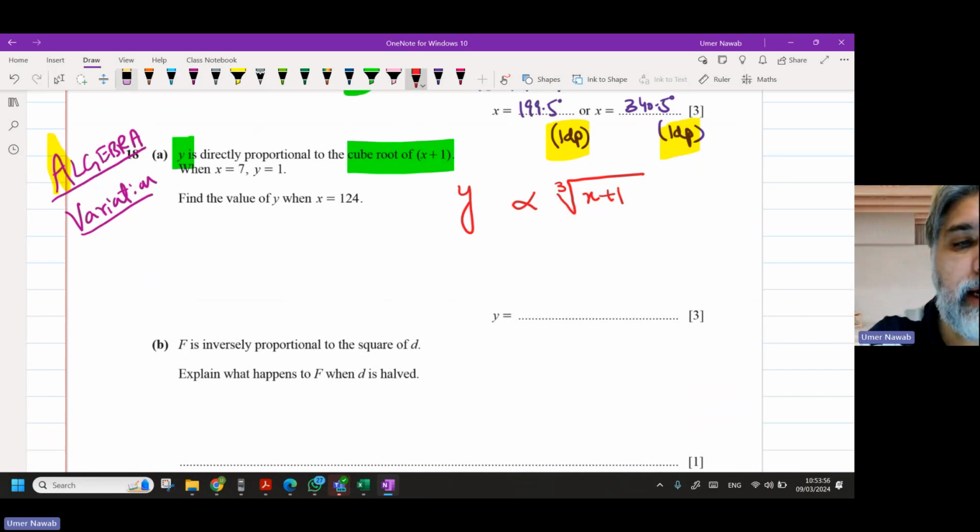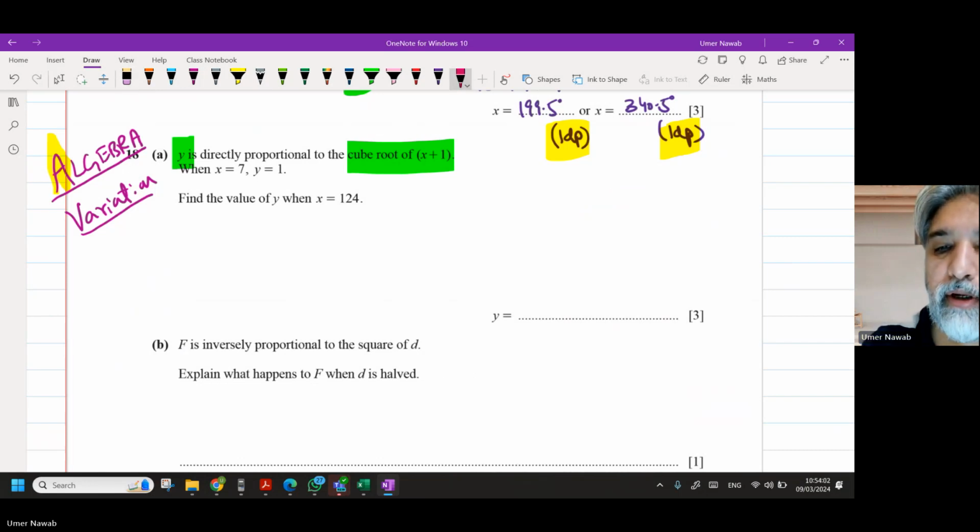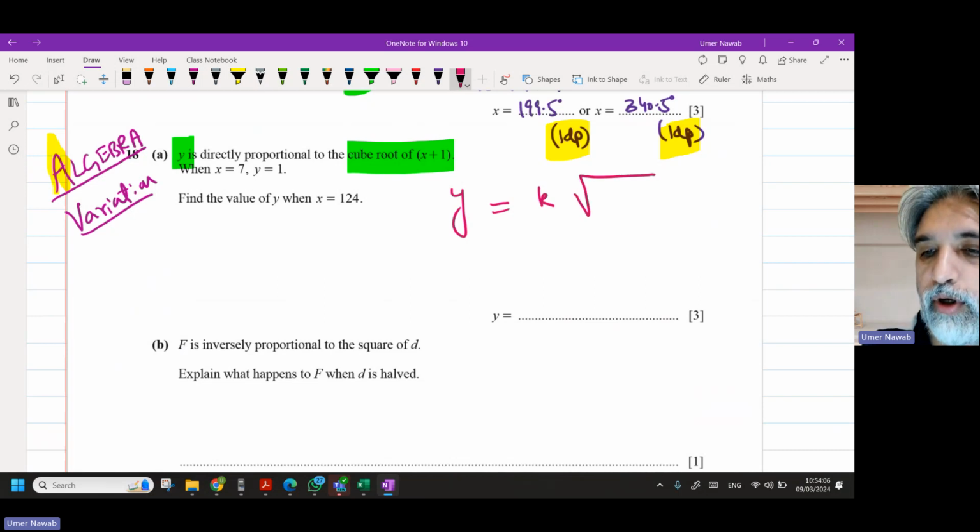Now I will not write it with the proportional sign. I will try to write it in equation form. So how? It should be y is equal to k cube root of x plus 1. A pair of values should have been given to me. So y is given and x is given. So I'm going to substitute it here. Y is 7, y is 1.